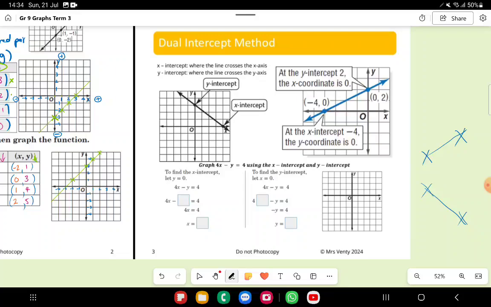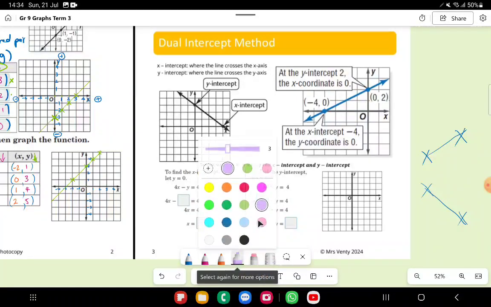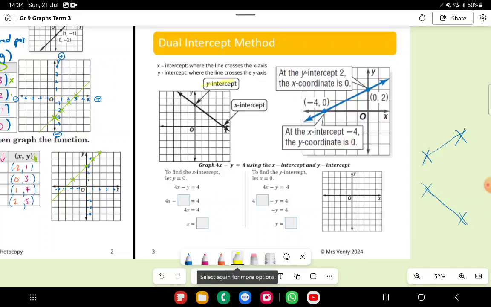In this instance, we are going to look at 2 very specific points. We are going to look at the y-intercept and the x-intercept. Now the y-intercept is where your line cuts the y-axis, and your x-intercept is where the line cuts the x-axis. This example I've done in class, so I'm not going to do this with you right now. Let's do something else.